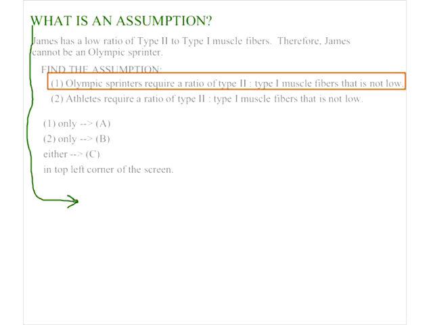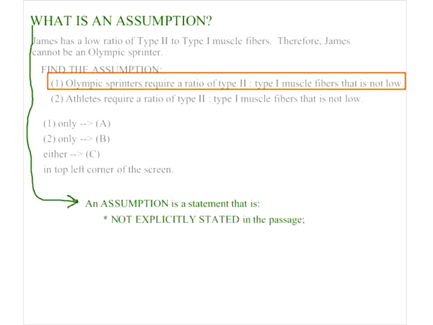Well, it's got to satisfy two criteria. An assumption is a statement that is, first, not explicitly stated in the passage, but here's the most important part: it is necessary for the passage to be valid, for the argument to be valid. In other words, an assumption is something that you need.